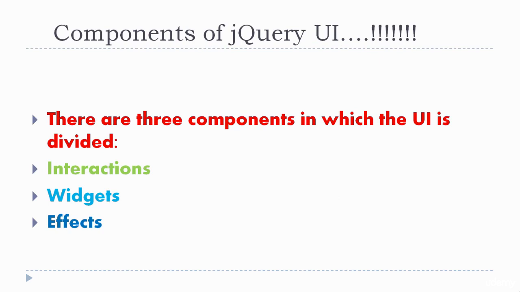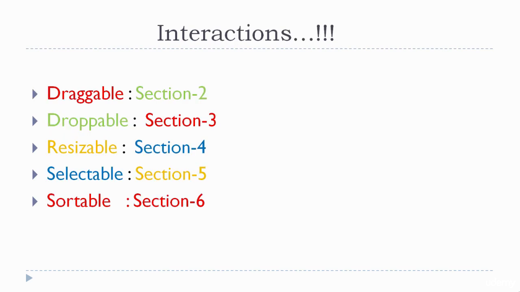So these are the components of jQuery user interface. There are three components in which the UI is divided: interactions, widgets and effects. These are the three components which basically include every UI function. Now starting with the interaction part.